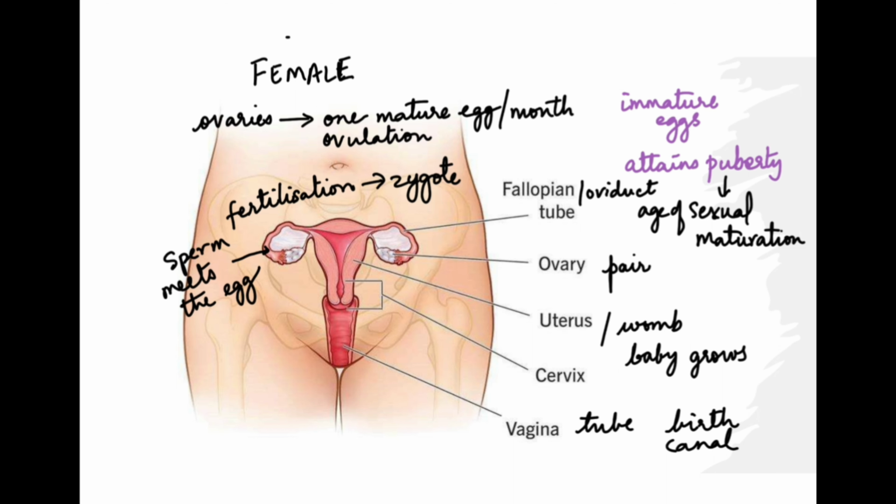The sperms enter the female reproductive tract during intercourse and they move upwards towards the fallopian tube where they meet the mature egg. The fusion of the male and female gamete gives rise to the zygote. The zygote further develops to form the embryo.